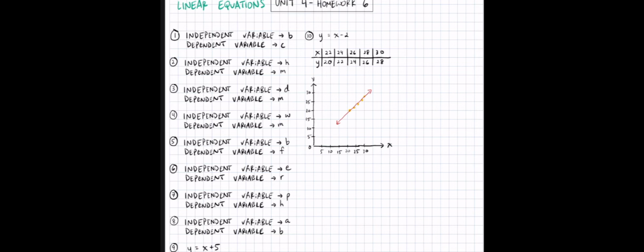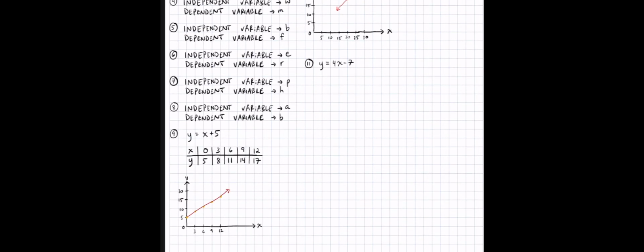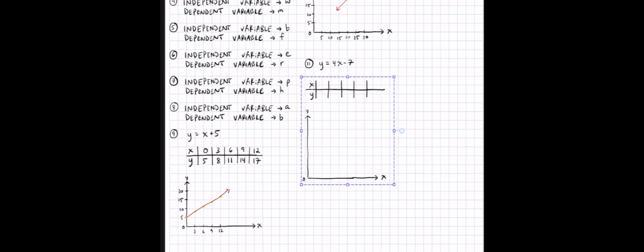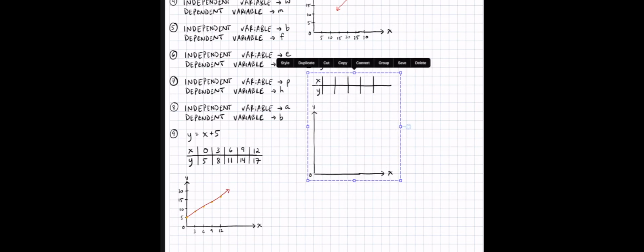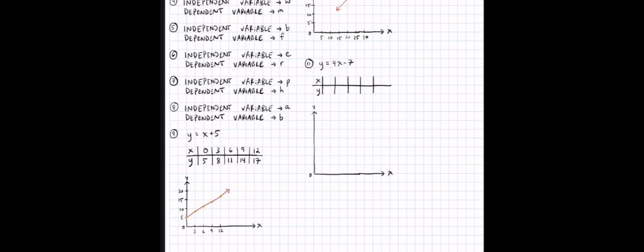Okay, let's go and try an 11th example here, 11th practice problem. For 11, let's try the equation y is equal to 4x minus 7. Okay, and we need a table, and we need a graph. So in our table here, let's go with 8, 10, 12, 14. Oh my goodness, what was that? My pen is just going crazy. 14 and 16 here. Okay, 8 times 4 is going to be 32.